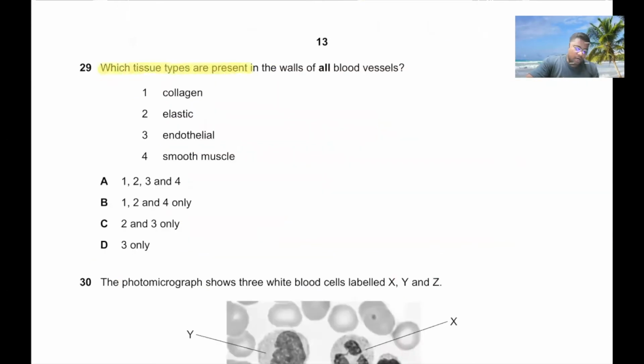29. Which tissue types are present in the walls of all blood vessels? Collagen, elastic, endothelial, smooth muscle. All right. Not all blood vessels have all of these. However, every one of them should have endothelial. So question number 29, D should be the correct answer. All blood vessels should have endothelial cell lining.